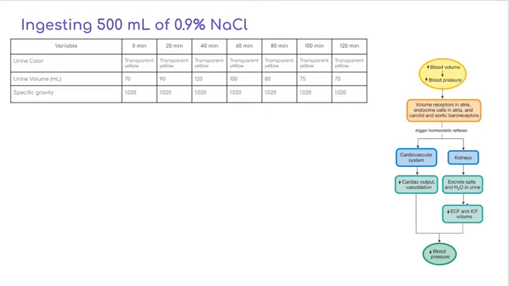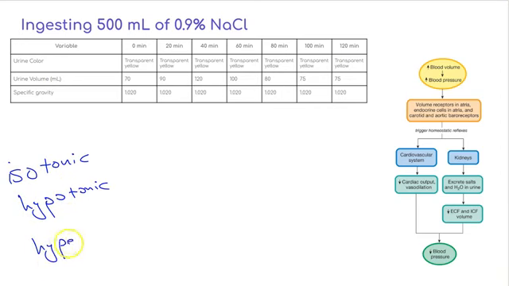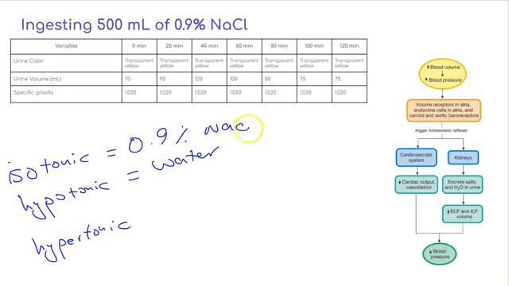Next concept is what's going to happen if you ingest an amount of solution which has 0.9% NaCl. If you remember when we talked about the different types of solution, like the isotonic solution, the hypotonic solution, the hypertonic solution. The best example for a hypotonic solution was water. The isotonic solution, our 0.9% NaCl or normal saline, is the example of the isotonic solution.